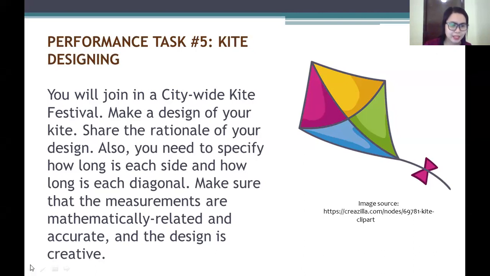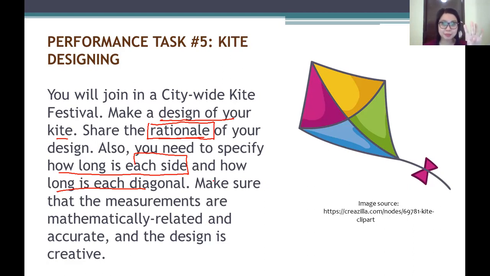So let me underline the important things that I'll check in your kite. The first is the design of your kite. Share the rationale. It means what's the reason for your design. Also, you need to specify how long the length of each side is and how long each diagonal is. Make sure that the measurements are mathematically related and accurate, and the design is creative.